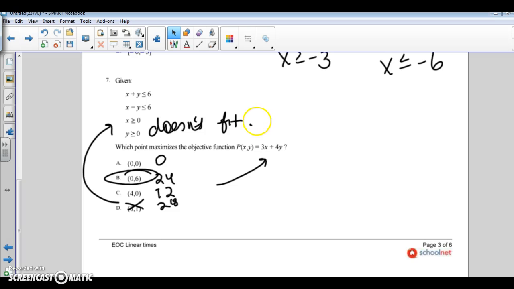Number 7 is one we actually did. You plug in these points. So 3 times 0 plus 4 times 0, you get 0. Plug in 0, 6, you get 24. 4, 0, you get 12. And 8, 1, you get 28. However, when you look up here, 8 plus 1 is not less than or equal to 6. So 8, 1 can't fit. So the answer is B. So 0 plus 6 is less than or equal to 6.